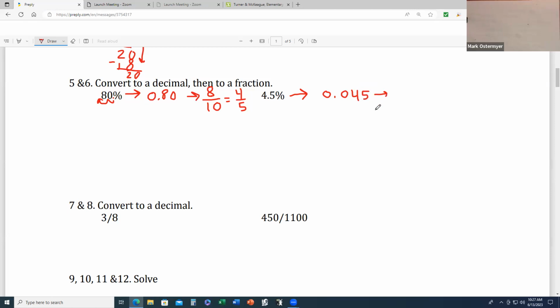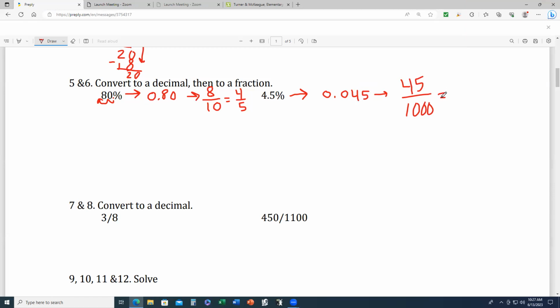How do you read this decimal? 45 what? Tens, hundreds, thousands, 10,000, 1,000. 45 thousandths. So we place 45 over what? 1,000. Yes. Can this be reduced? Yes. So we divide by 5? Take it down to 9 over what? 200. Yes. And that cannot be reduced anymore. There's your answers.